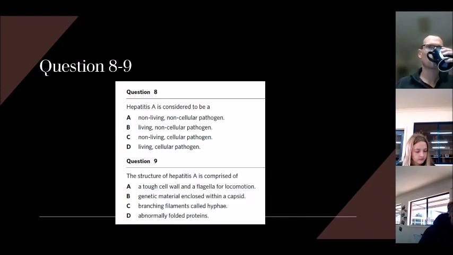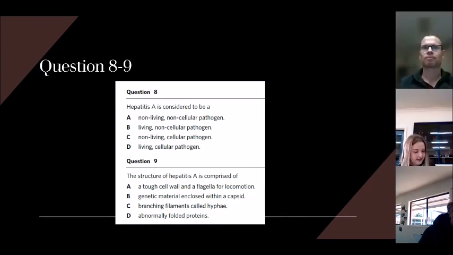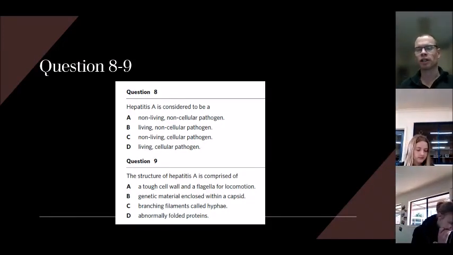But what sort of pathogen is it? It's non-living, isn't it? Yeah, it's a virus, so it has to be A or C. Yeah, it's A because it's non-living. You're right, but it's also, remember, viruses are non-cellular, so A is the correct response. Good.